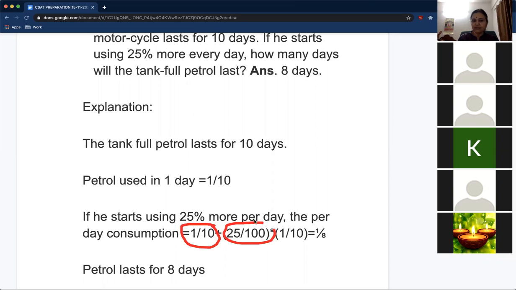25% means 25 by 100 into your 1 by 10. Your original was 1 by 10, right? So this becomes 1 by 4 into 1 by 10, right? So that becomes 1 by 8. So 1 by 8 in one day he is spending. Means it will automatically take, reverse it. In 8 days the petrol will be empty, right? Clear? Yes, ma'am.